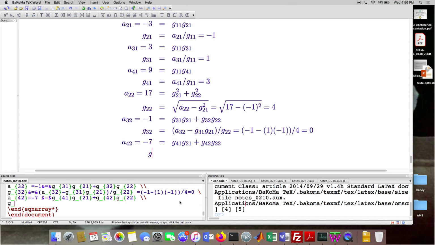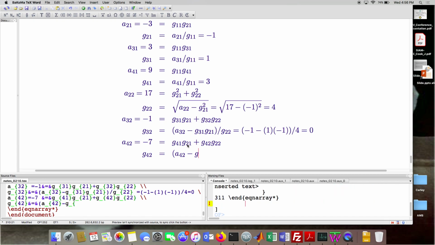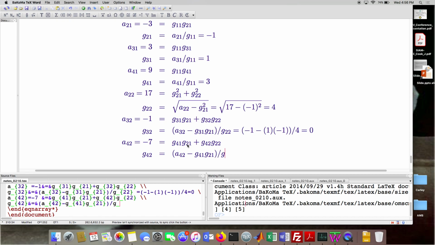So then G42, again, we take A42, subtract off the term that we know, G41, so terms from the first column that we already computed, over G22. Okay, so -7 minus 3 times -1, all divided by 4.